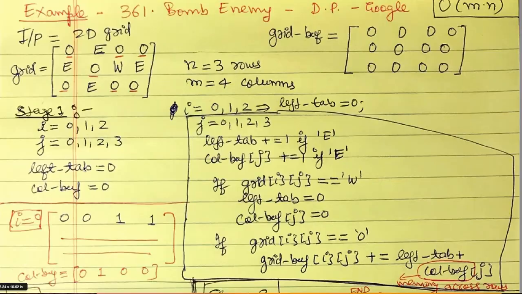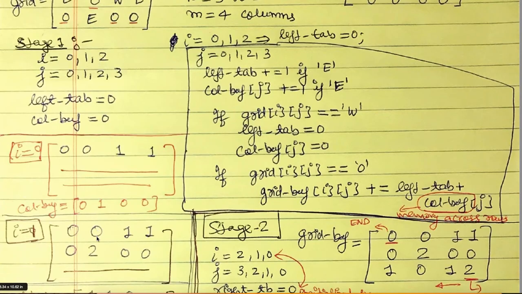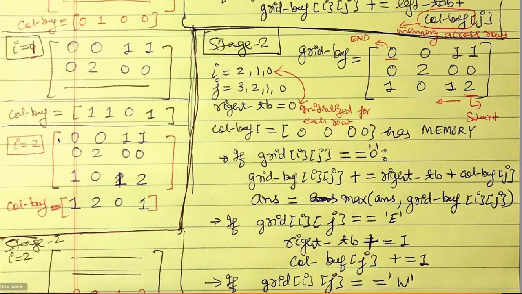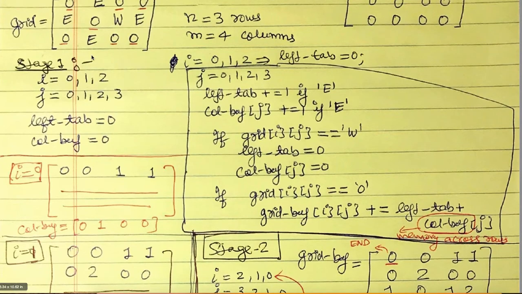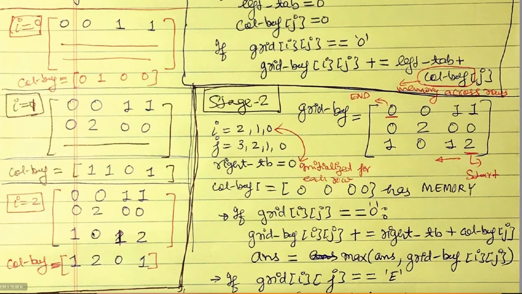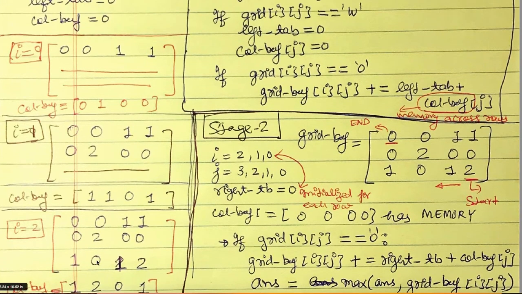Now it's time to update the third row. So let's go and see. The third row, first element is 0, so we have to update. Initial value is 0, so we will add the left tab, but left tab is already 0 here, so we just have the column buffer at this point. Column buffer here is 1, so this value becomes 1, and column buffer stays the same. Next we have the E, and now the column buffer for this place is increased by 1, so 1 plus 1 becomes 2, and again we will not update the grid buffer because enemy doesn't lead to an update of grid buffer.